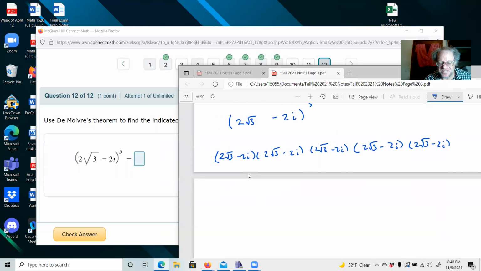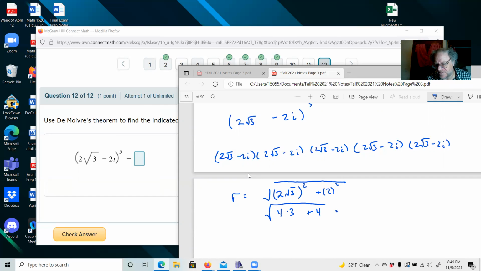We're not doing this. Okay, what's our modulus? What's our R? Right, it's the square root of 2 root 3 squared plus 2 squared. So this is 4, square root of 3 squared is 3, times 3 is 12, plus 2 squared is 4, so 12 plus 4 is going to be 16, which is 4.